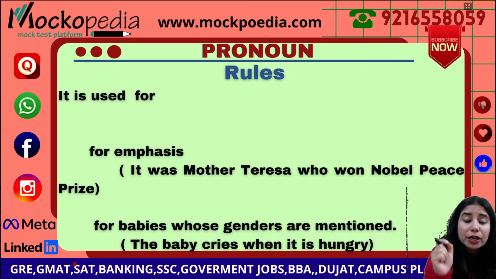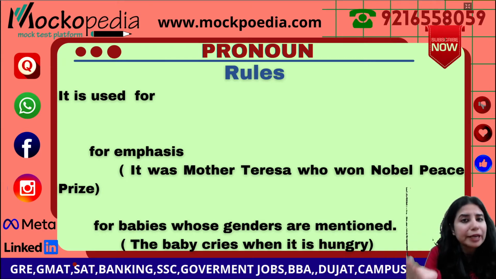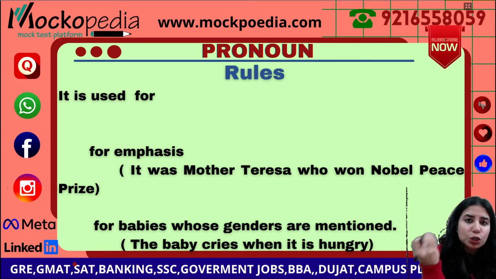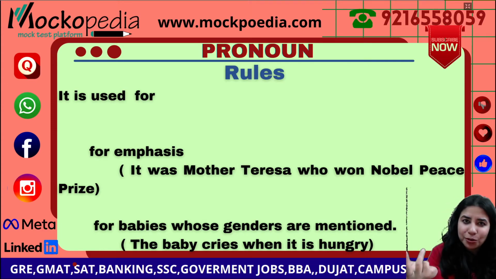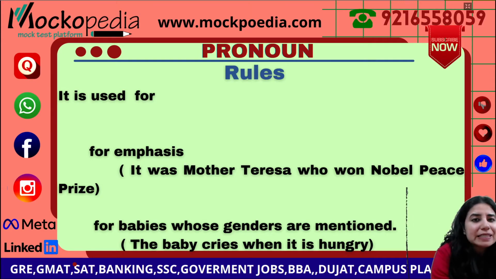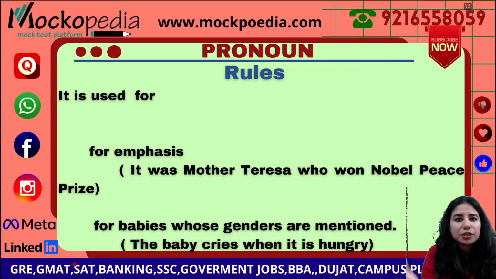Please note it down. In case you have clarity about the gender of the baby, you don't need to worry. You can simply use the regular pronouns. But if you are not sure of the gender, then you can move to it. Right? So we have learned that it is used for animals, it is used for non-living things, it is used for emphasis, and it is used for babies whose gender is not known, right? So I'm sure you're clear with the usage of it, right? So please keep on revising, keep on learning so that you don't forget.